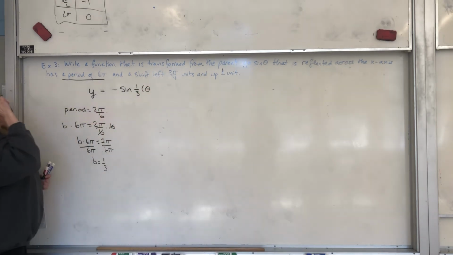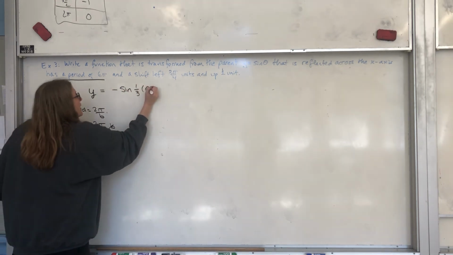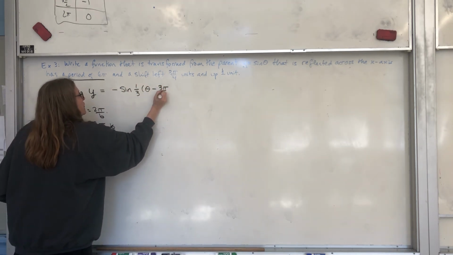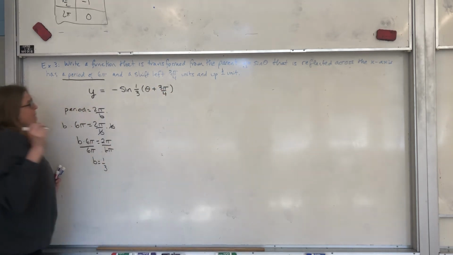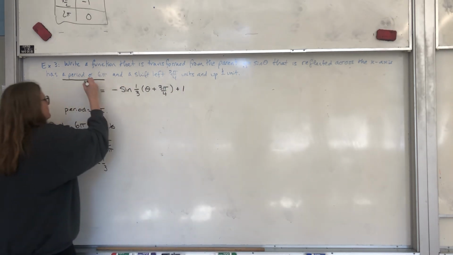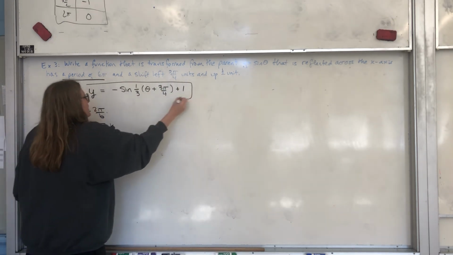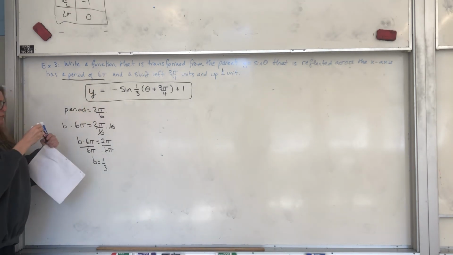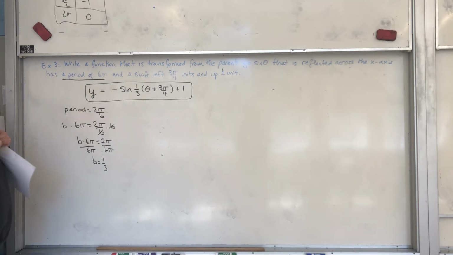Okay, then they also tell me that I moved left 3 pi over 4. So that means I'm going to have theta plus 3 pi over 4. Move left would be plus 3 pi over 4, and up 1 unit. And there is our equation. Right? They didn't tell me anything about vertical stretch or compression. They just said it was reflected across the x-axis.